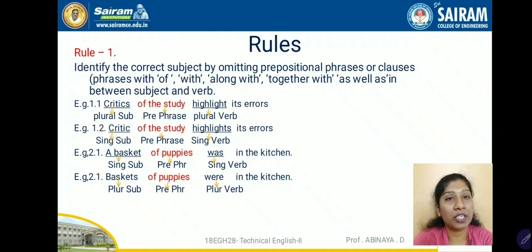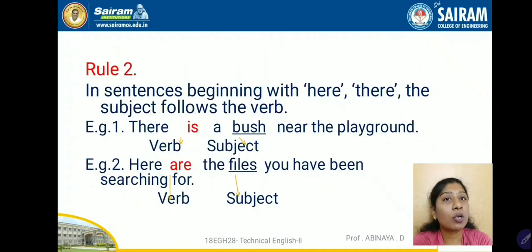So, here the subject you should take is a basket, a singular subject, so go with was. See the next statement, baskets. I made that a plural subject, baskets. So, in the previous statement you used was for a basket, here you are using were for baskets. Let us go to rule number 2.